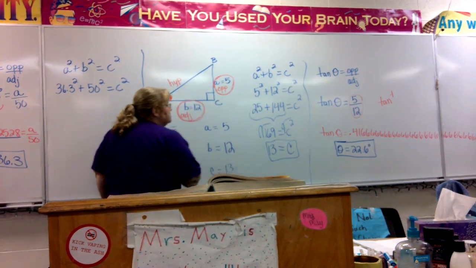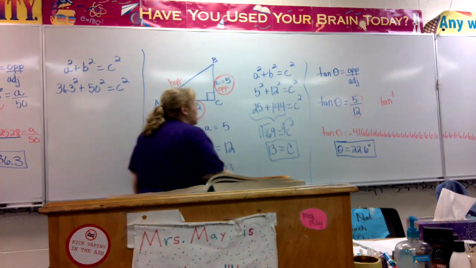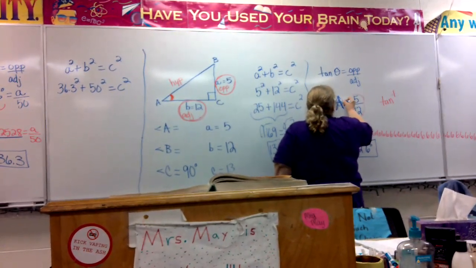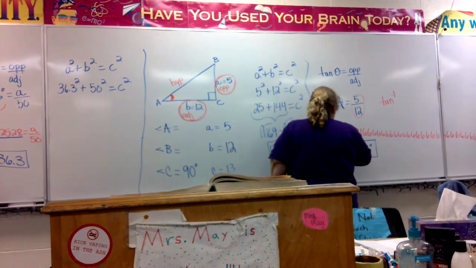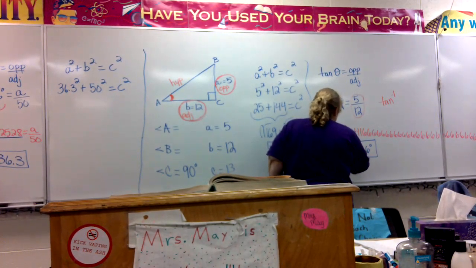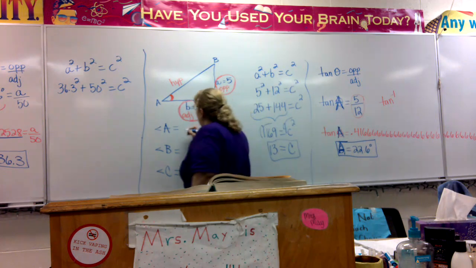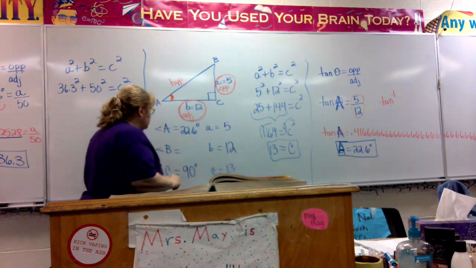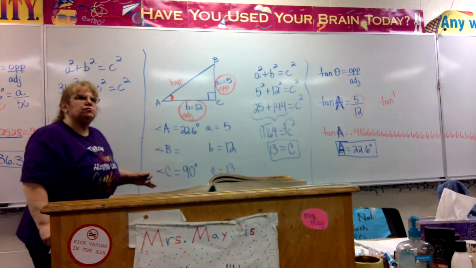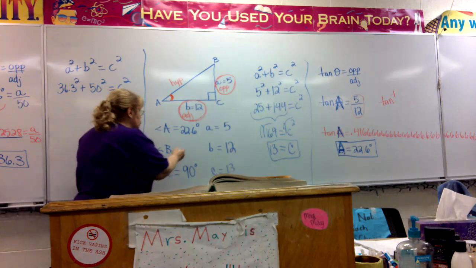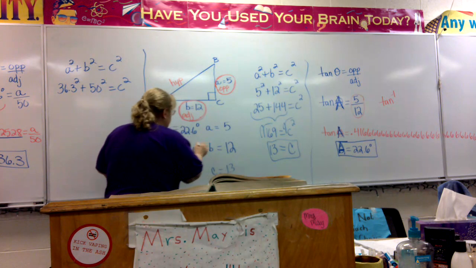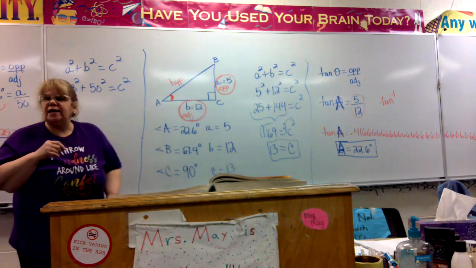What angle is that? Oh, I forgot to put A in here. That's angle A, 22.6. And then you should be able to get angle B after that, right? 67.4 maybe? Right? 180 minus.